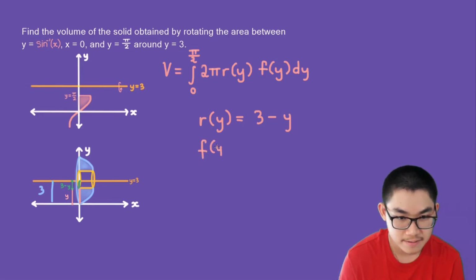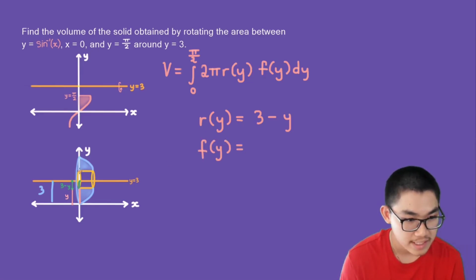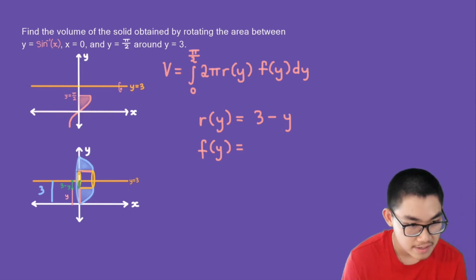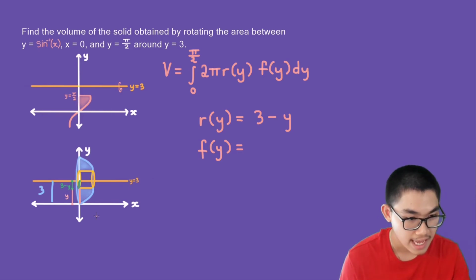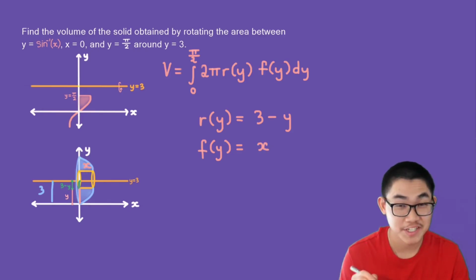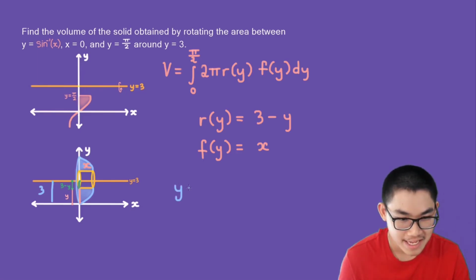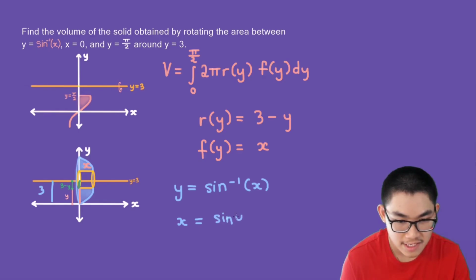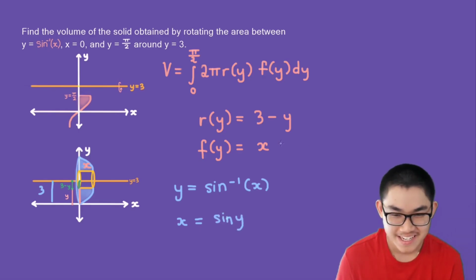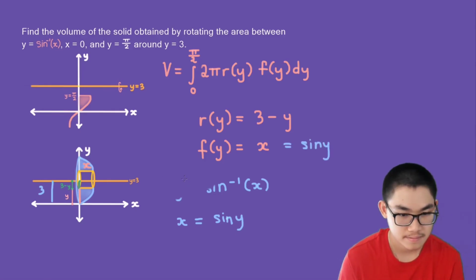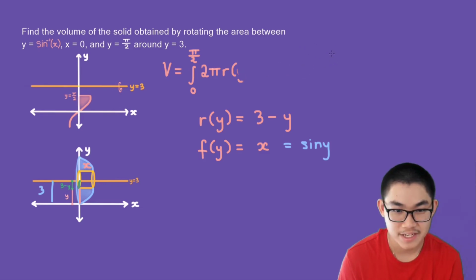How about the height? The height will be the distance from here to here. That's the distance of the height. And the height will simply be x in this case. Now here's the trick. Since y is the same as the arcsine of x, this means x is equal to sine of y. It's just one of the rules that you need to know. Because of that, x is equal to the sine of y. Let's go ahead and put it back into our integral.